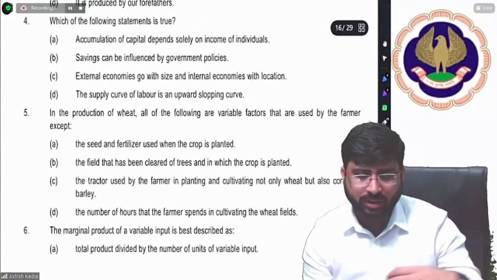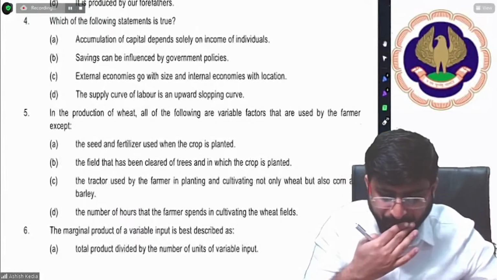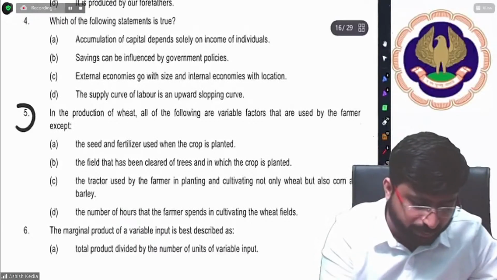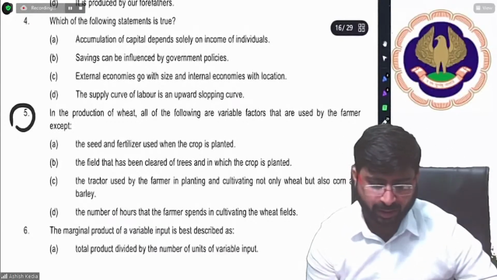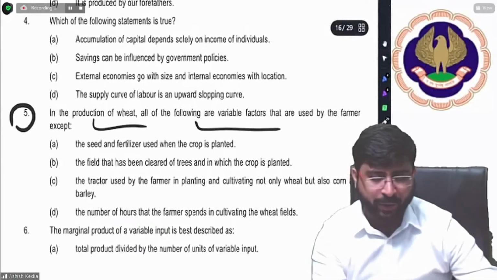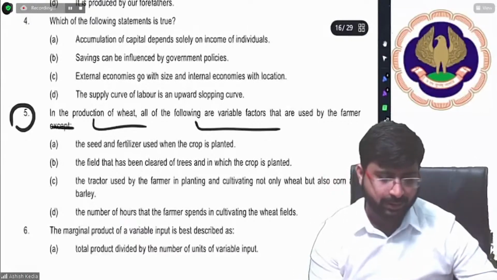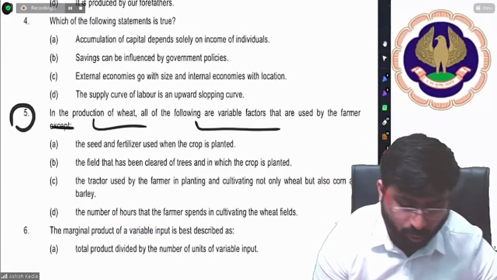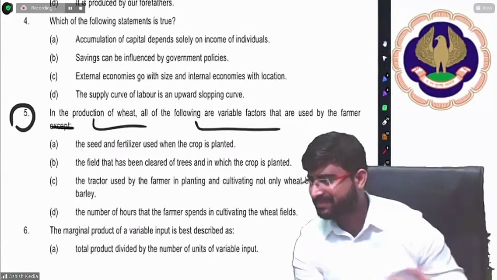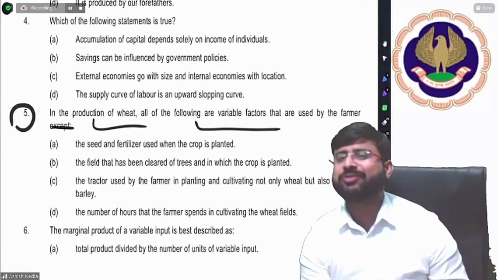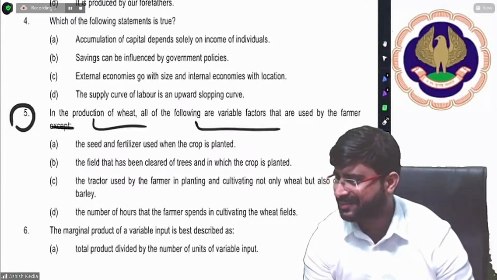Which of the following statements is true? Let's talk about this one. Number 5. In the production of wheat, all the following are variable factors that are used by the farmer except, come on, which one of them is not a variable factor? Which of them is a fixed factor? The question is trying to ask which one of them is a fixed factor. If not a variable, then it has to be fixed.